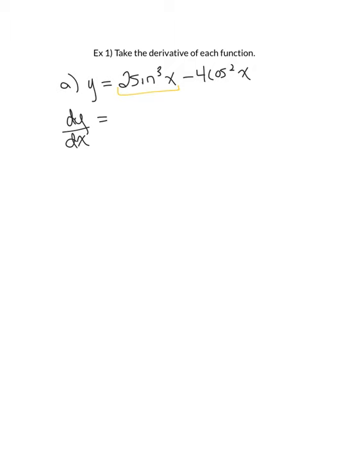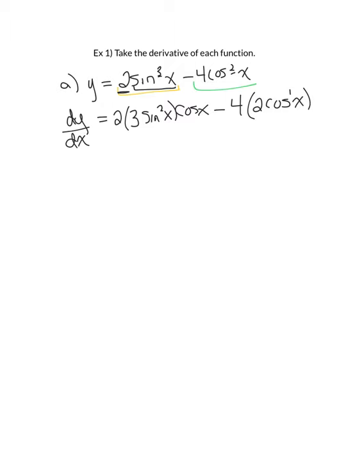So I have my original 2 times my exponent bringing down, so a 3 sine squared x, and we need to multiply that by the derivative of my sine x, so a cos x. Then I need to subtract 4 times, I'm going to bring my 2 down, so 2 cos to the 1x, again you don't need to write that 1, multiplied by the derivative of cos x, which is negative sine x.